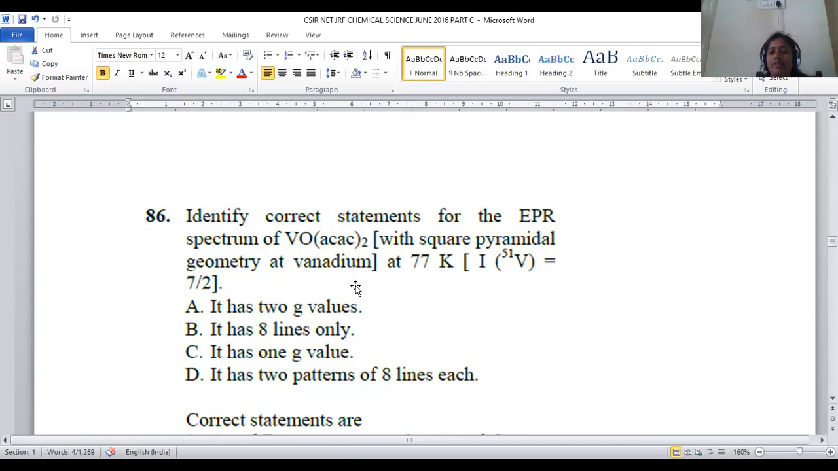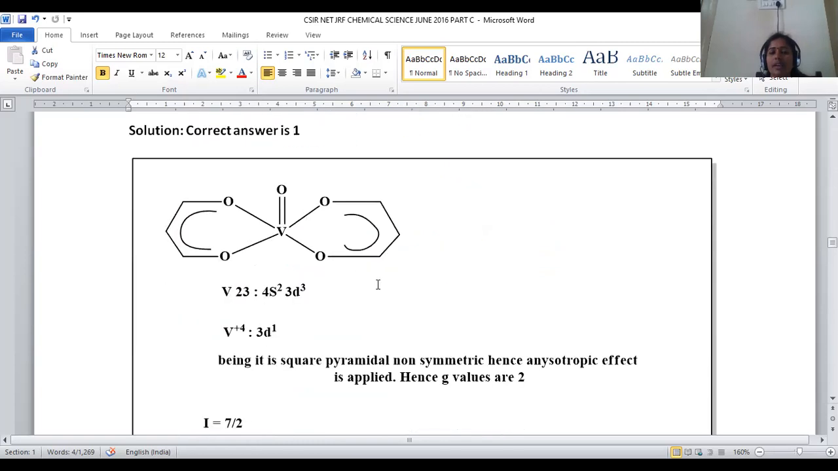We have to predict. For that purpose, we have the geometry here: vanadium double bond O, CH2, CH2, CH2O, acetylacetonato. Here also an acetylacetonato ligand is there. This is called a square pyramidal geometry, right? Here 4s2 3d3 is the outer shell configuration in the normal zero oxidation state. When it is bonded with acetylacetonato, the vanadium oxidation state is +4.